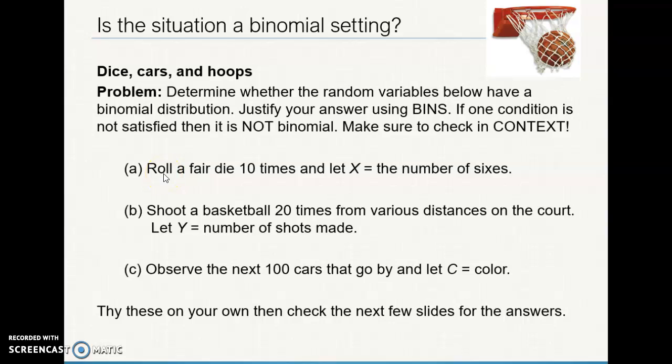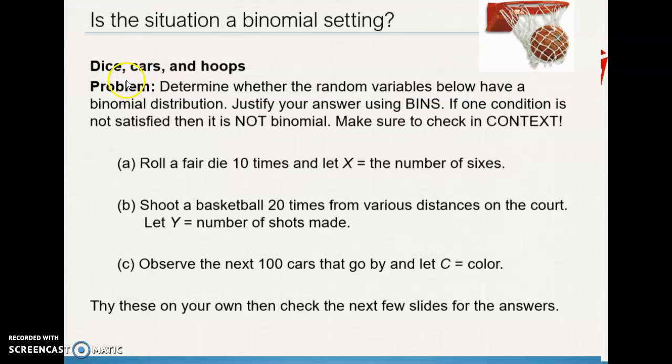So go ahead and take a minute and read these. A: we're rolling a dice 10 times, and X is the number of 6s. B: shooting a basketball 20 times from various distances on the court. Y is the number of shots made. Now notice this is the random variable defined. It's not the distribution because I'm just defining it. And C: observe the next 100 cars that go by and let C equal color. Try these on your own, and then take a second, pause the video, and check your answer on the next few slides.